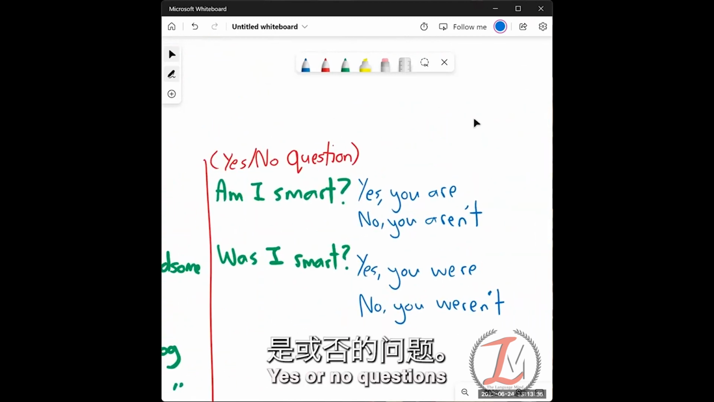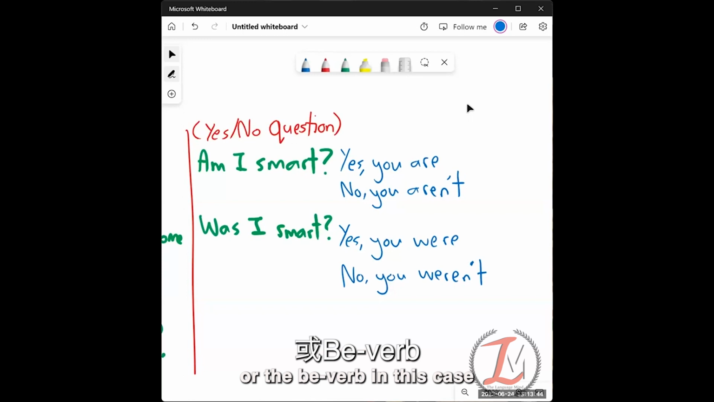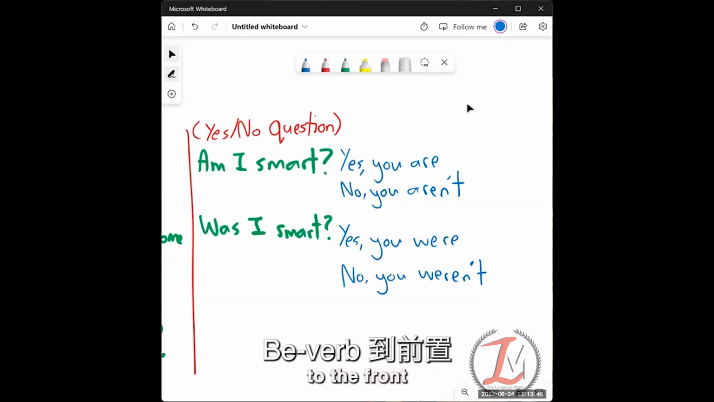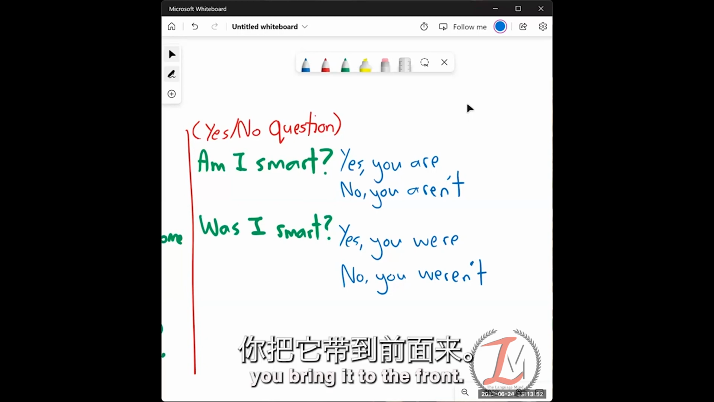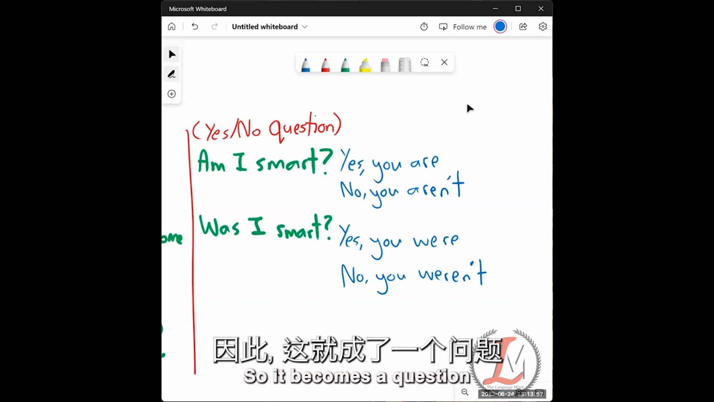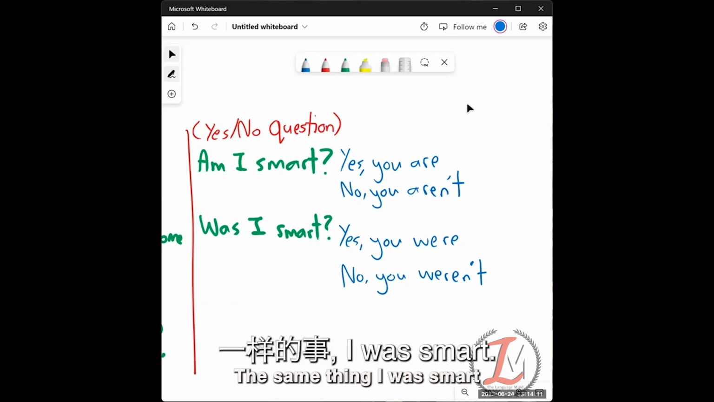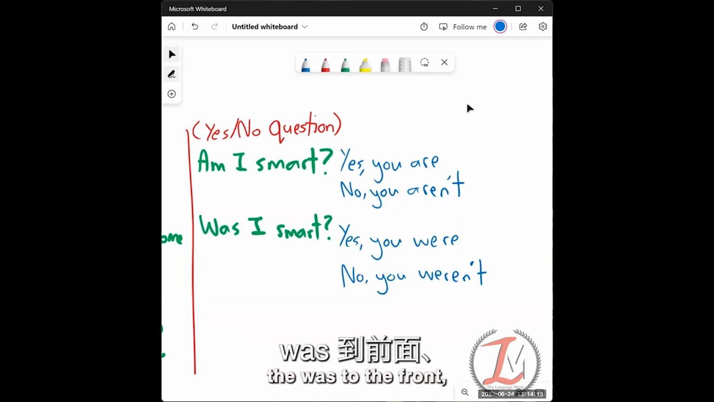And if you look at the yes or no question, very easy as well. You just have to bring the auxiliary verb, or the be verb in this case, to the front. We have the be verb, right? So you bring the be verb to the front. I am smart. So am, the be verb, you bring it to the front. Am I smart? So it becomes a question. Okay, so when you bring the be verb to the front, it becomes a question. Am I smart? Yes, you are. No, you aren't. Was I smart? Past tense, the same thing. I was smart. So you bring the was to the front.